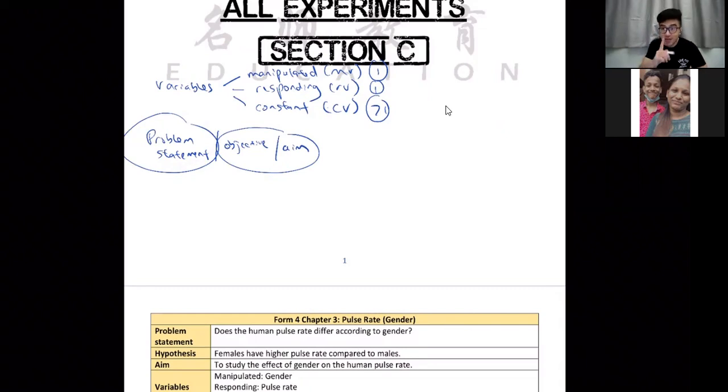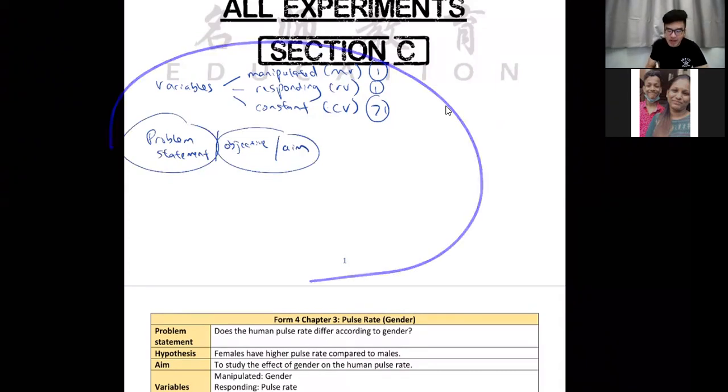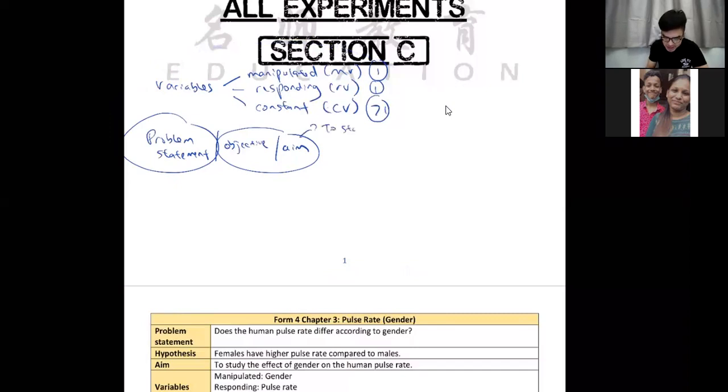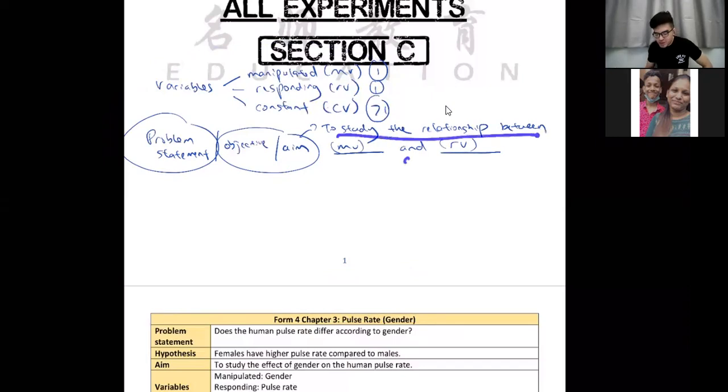So how do you write this? There's a formula for this. You can copy this down. You can copy all these down. They are your answering technique. So how do you write your aim and objective? To study the relationship between MV and RV. Like just now, the type of tire and how fuel saving the tire is. How much petrol do you save? So that will be to study the relationship between the type of tire and the fuel saving effect of the tire.